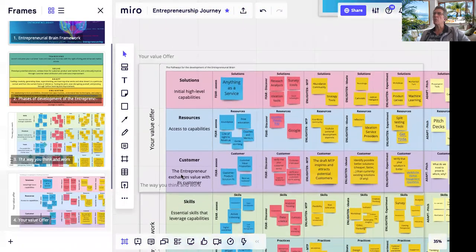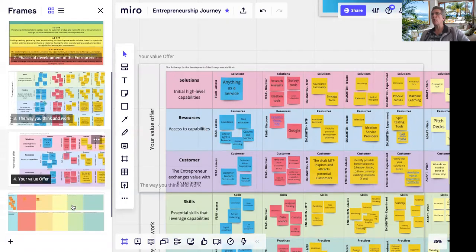And then the second set of pathways is about the value you offer. So who is your customer really? How do you exchange value with the customer? Then the resources, so access to capabilities, what's available, what's out there, what can you leverage? And then the solutions, the initial high level capabilities that will help you go to market, test, validate your idea, launch your idea, and take it to market. So these go all the way through the phases. I'm not going to go into the detail of that at this point.